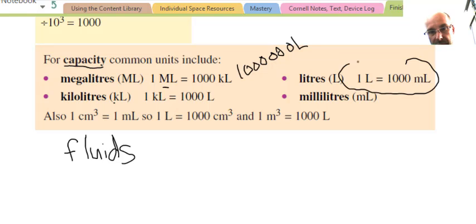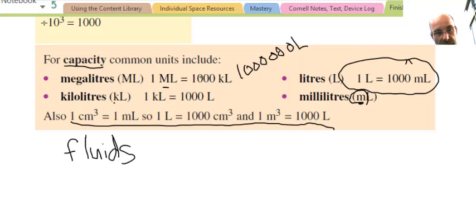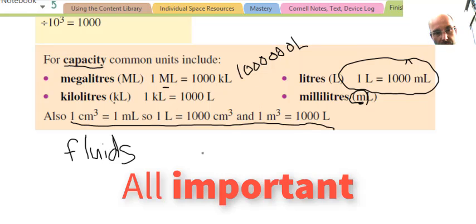A litre, as you probably know from your previous studies, is 1,000 milliliters, and a milliliter is 1,000th of a litre. Notice how it's got a small m there. So we need to remember these conversions that I just mentioned. In fact, all of those 4 points in the conversions I just underlined are important.